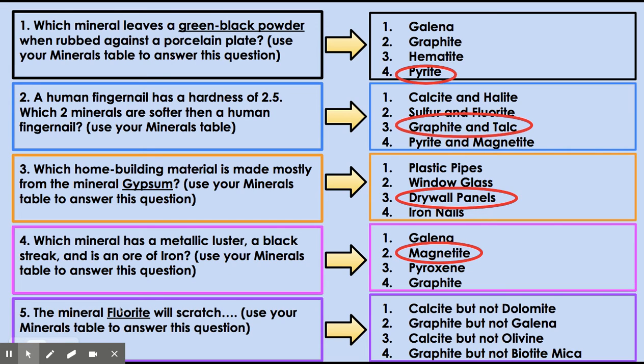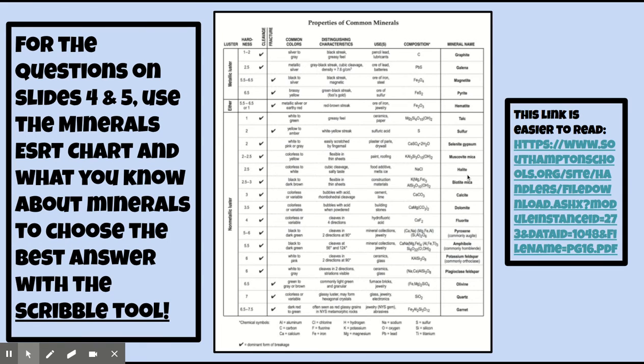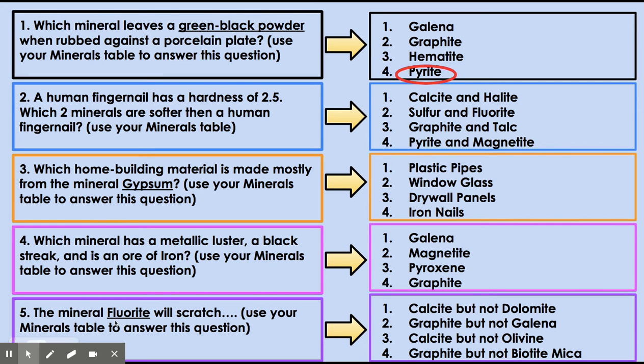And then finally, the mineral fluorite will scratch. You should have used the hardness column on your table. Fluorite, right there. Hardness of 4. It wants to know what fluorite will scratch. So you should have looked for something that was less than 4. That, of course, was calcite, has a hardness of less than 4. Olivine, it would not scratch because it has a hardness higher than 4.